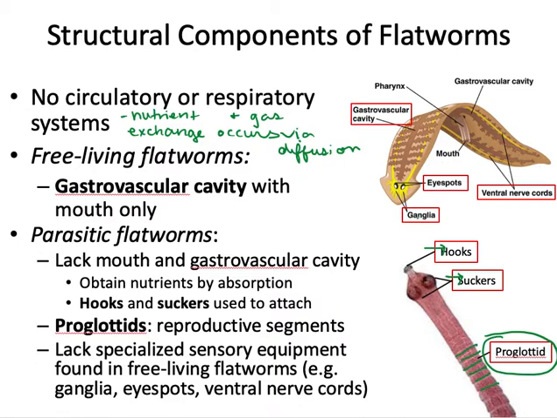Here in the free-living flatworm, we have ganglia, which are like clusters of neurons, eye spots, and some nerve cords. Ventral nerve cords means that they run on the belly side of the animal. And this sensory equipment is not found in the parasitic flatworms because of evolutionary loss. They simply don't need this sensory equipment since they live inside a vertebrate host.